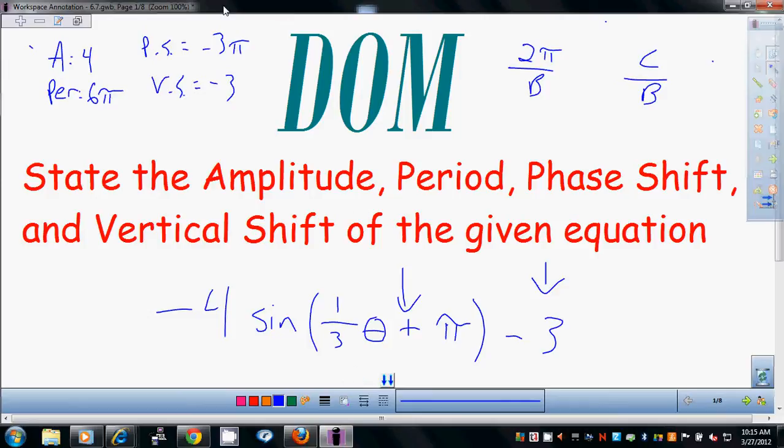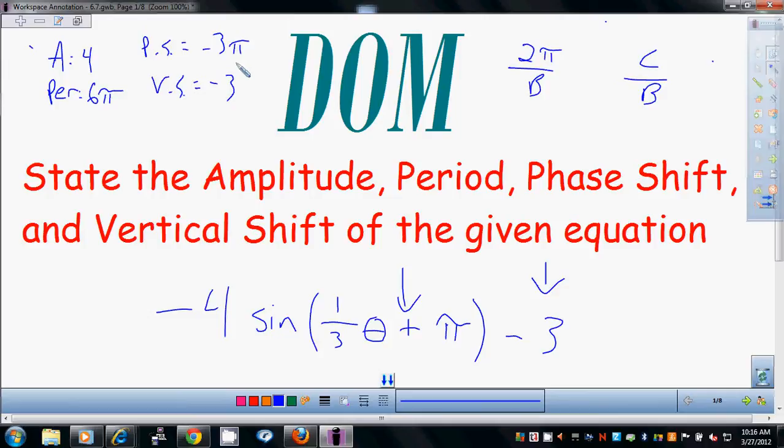Wait, so c over pi over 1/3 reduces to 3 pi. Pi over 1/3, wouldn't that be pi over 2? No. Pi over 1/3 would flip and be pi times 3. Flip and multiply. Oh, because 1/3 is 2? Yes. Oh, okay. See, that's what I was understanding. Well, it sounds like you got it now.